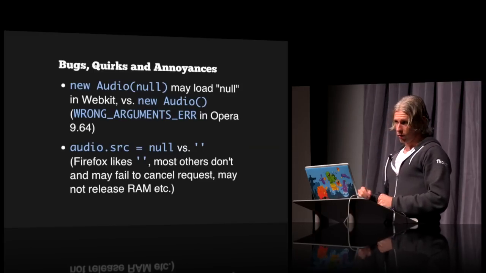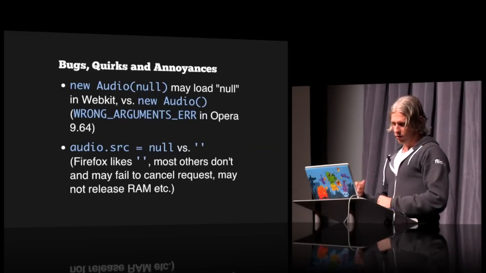Another thing is unloading, destroying connections, closing connections, and releasing RAM. Mozilla have said if you set the source of an audio object to null, or rather an empty string, it will destroy the internal decoder, close the connection, and release memory. I'm not sure what other browsers do. So this stuff is important. If you're creating and loading a lot of sound objects, you've got to consider that.